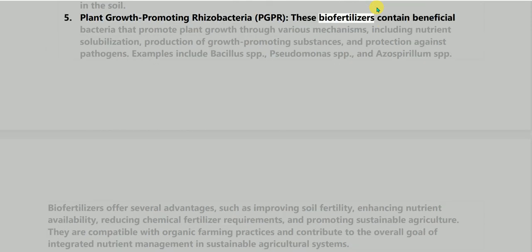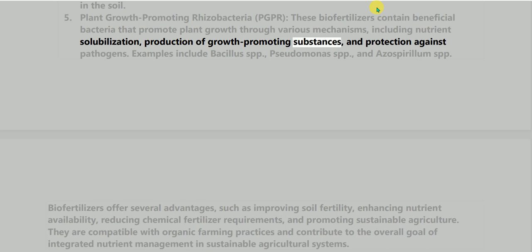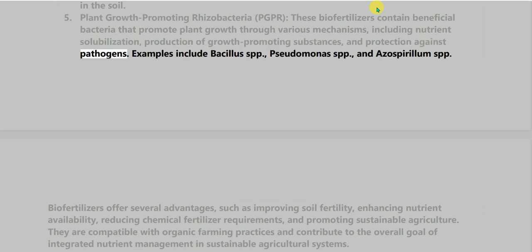These biofertilizers contain beneficial bacteria that promote plant growth through various mechanisms, including nutrient solubilization, production of growth promoting substances, and protection against pathogens. Examples include Bacillus spp, Pseudomonas spp, and Azospirillum spp.